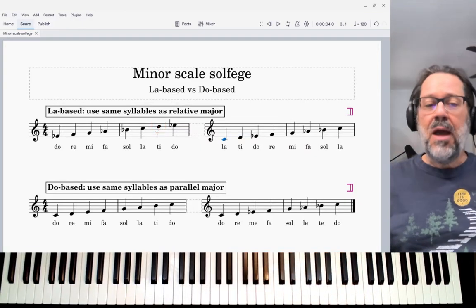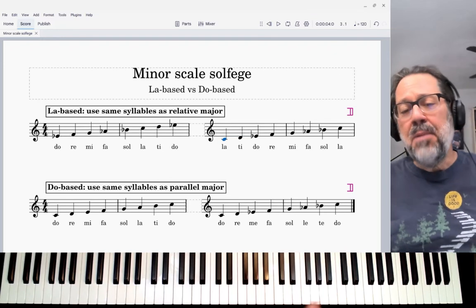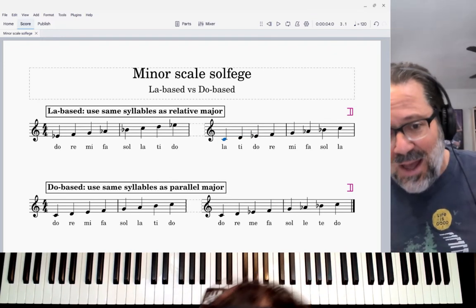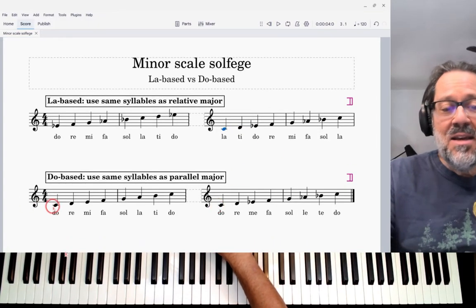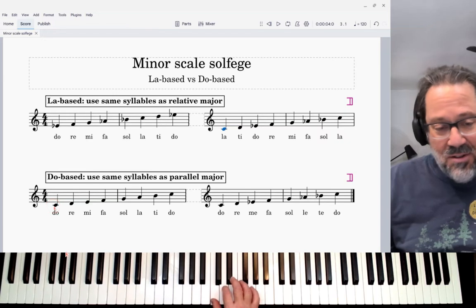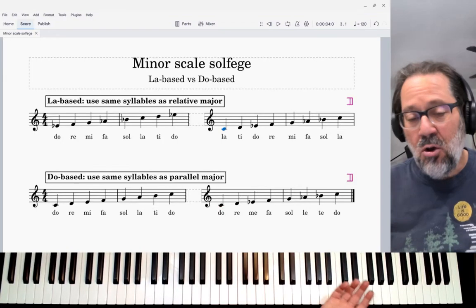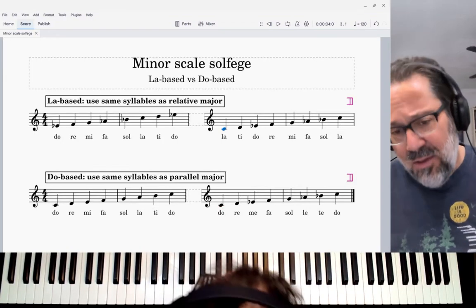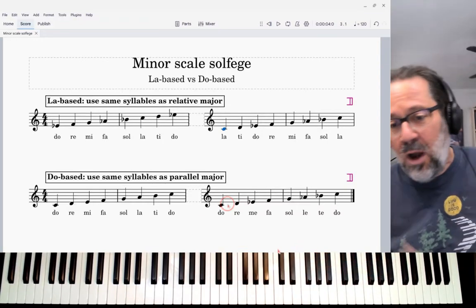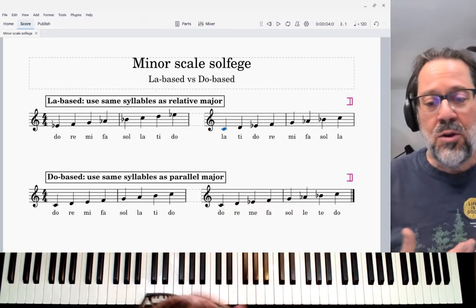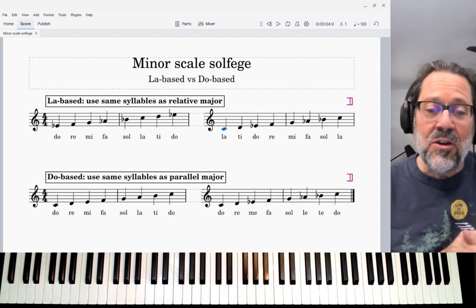That's la-based minor. Do-based minor is based on recognizing the parallel major also has a stake in this, and that if C is do in C major, why not have C also be do in C minor? And this also has some nice advantages, like our 1 and 5 scale degrees are still do and sol. So depending on which one you're more accustomed to, it's going to feel more natural.